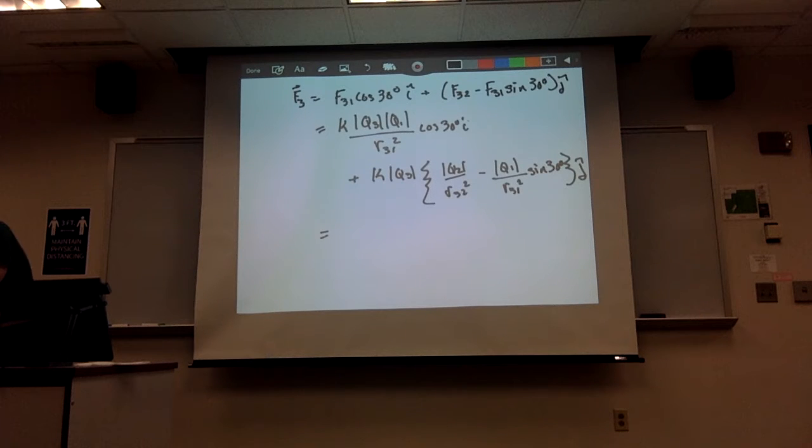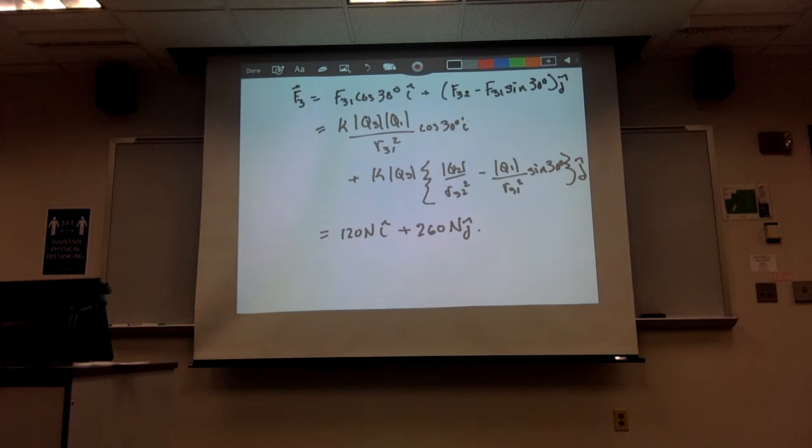In this case, what we find is that this works out to be 120 newtons in the i hat direction plus 260 newtons in the j direction. So after plugging in all my numbers, this is the net force on F3.